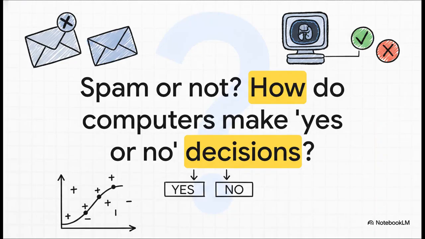I mean, think about it for a second. Is this email spam or not? Is this tumor benign or is it malignant? These are critical yes or no decisions that happen all the time. But how? How does a computer actually make that call and do it with any kind of real confidence? Well, that is the big question we are tackling right here.